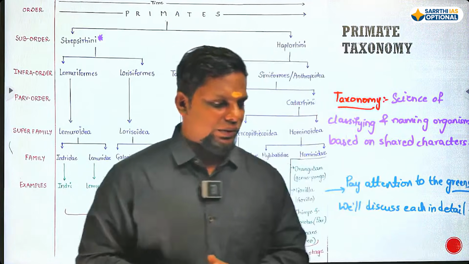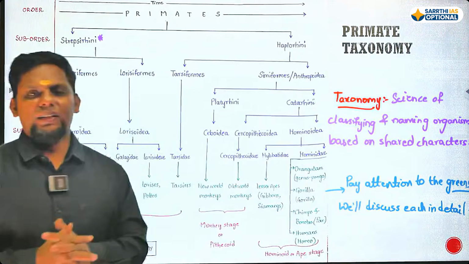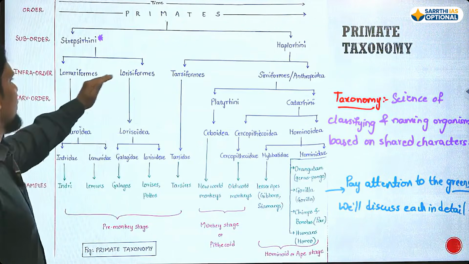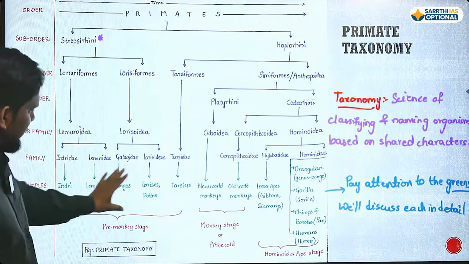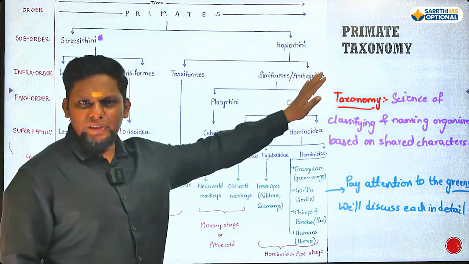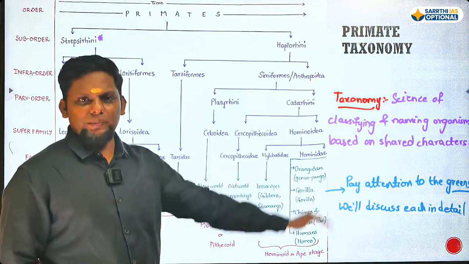Okay, good. So far so good. Glad. So you've understood this: Strepsirhini, Haplorhini, Lemuriformes, Lorisiformes. These are the species. Now come to your Simiformes, Anthropoidea.